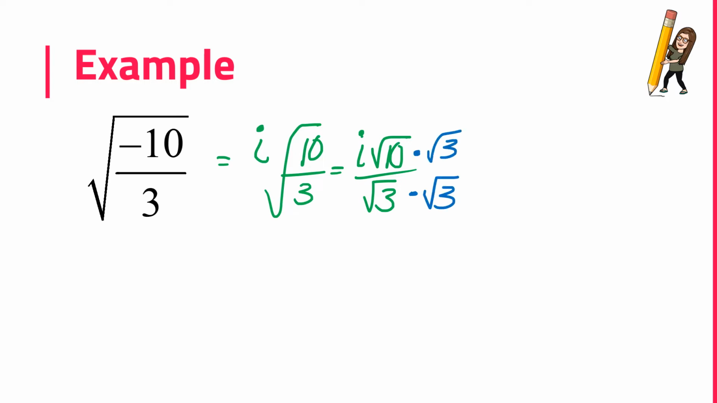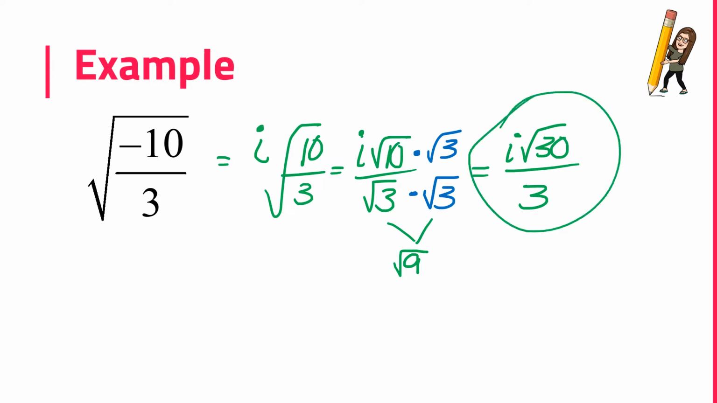Okay, so that means radicand times radicand gets me to square root of 30. Square root of 3 times square root of 3 is square root of 9, which is just 3, right? It's a perfect square. That's why we do that, because we end up with an integer in the denominator. Now double check, 30 does not break down, but I want to make sure. So this is my simplified radical.